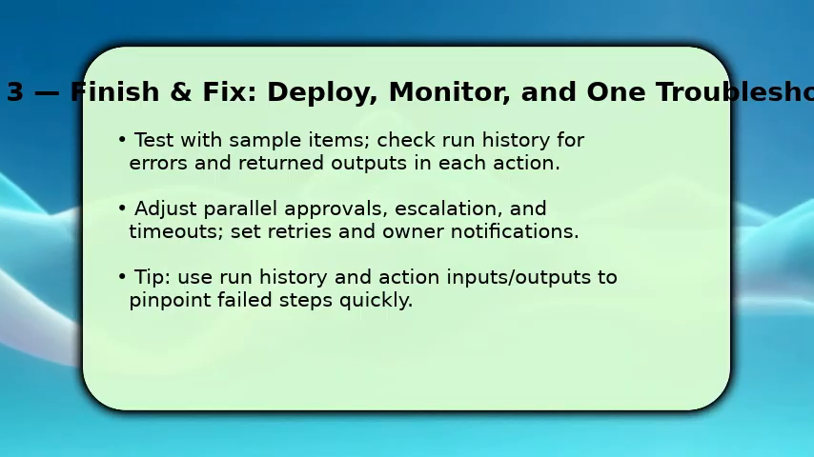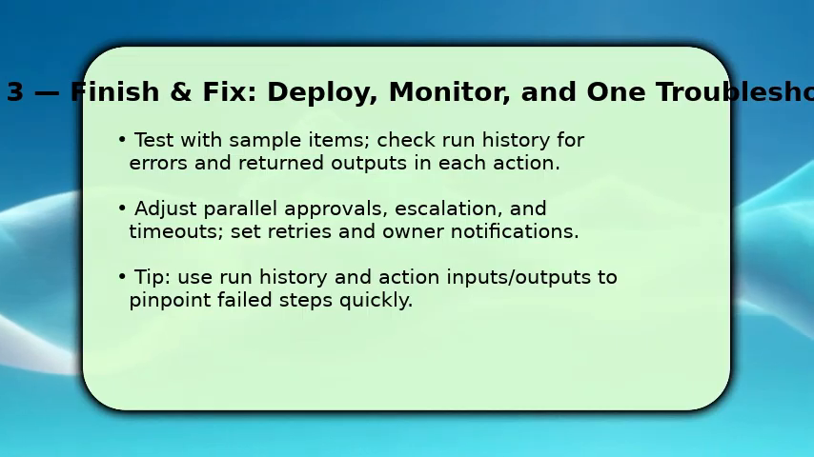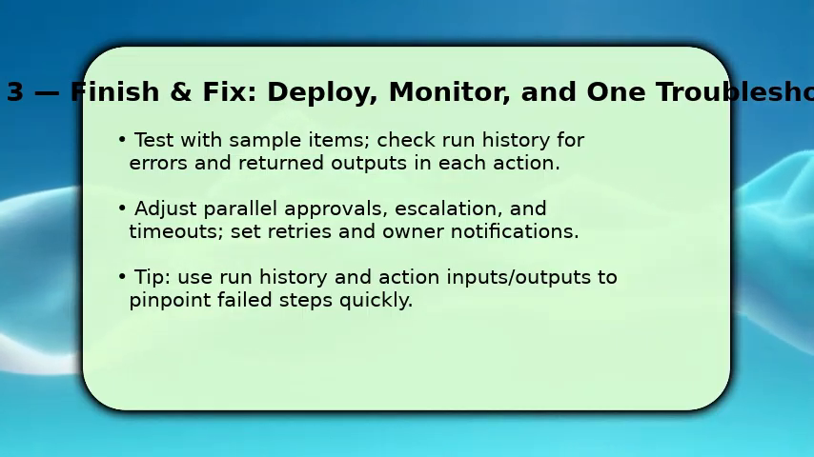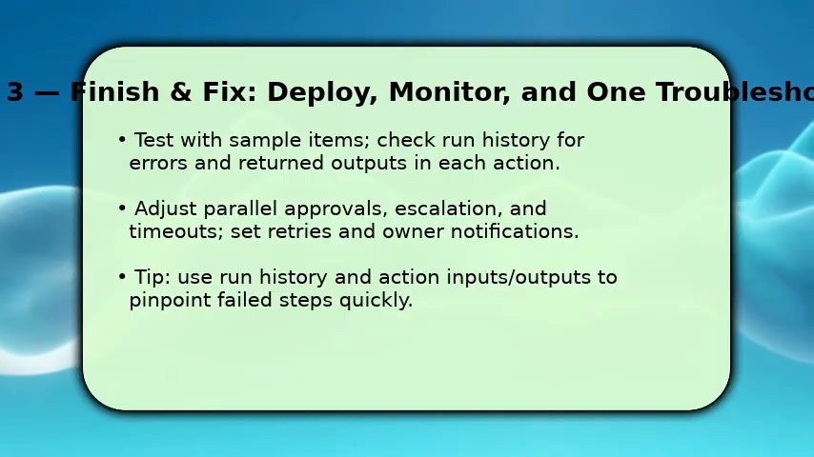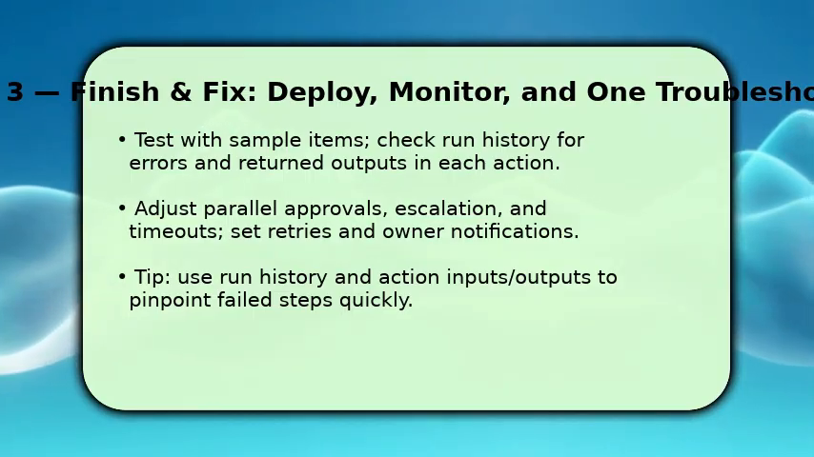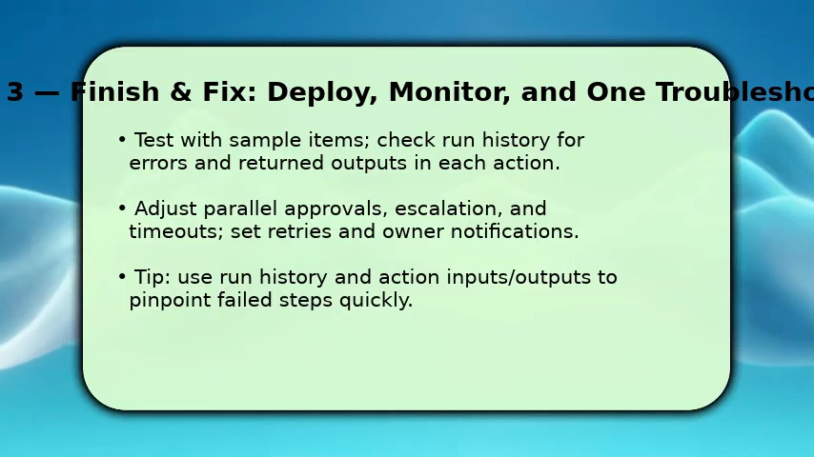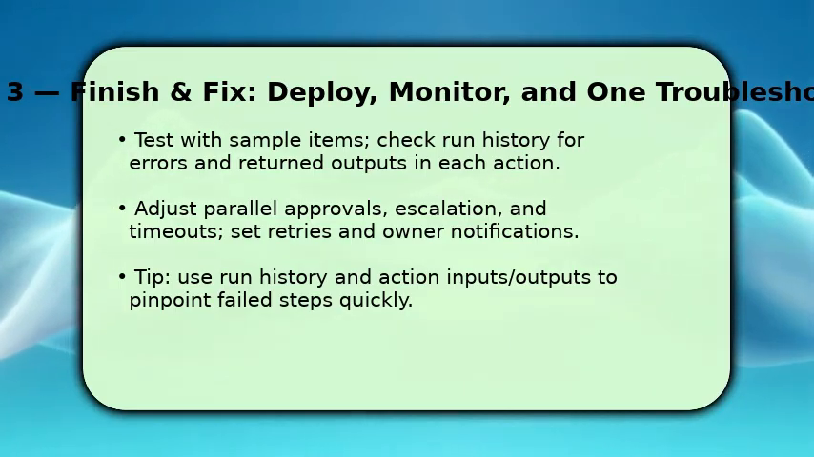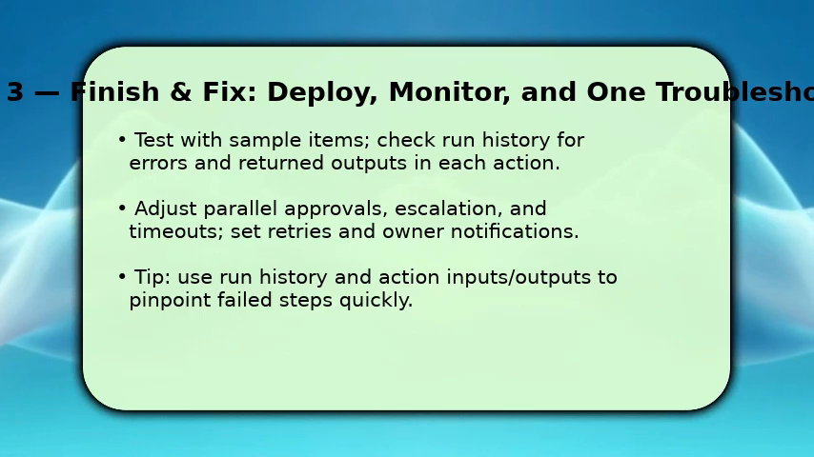If you need parallel approvers or escalation, add those actions and adjust timeouts and retry policies. Make sure to assign owners for maintenance. If something goes wrong, use the run history details and the approval action outputs to pinpoint the error and rerun with corrected inputs.